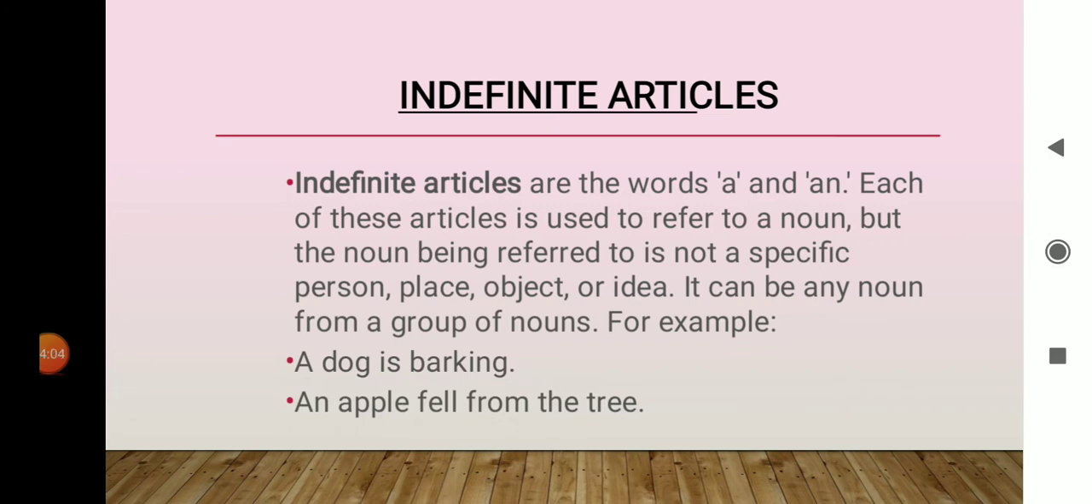Children, you should know some points. Article A is used before singular countable nouns which begin with a consonant sound. For example, a river, a book, etc. Whereas article an is used before singular countable nouns which begin with a vowel sound. For example, an umbrella, an egg, etc.